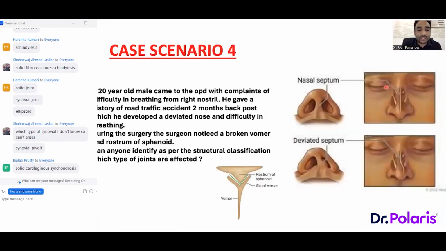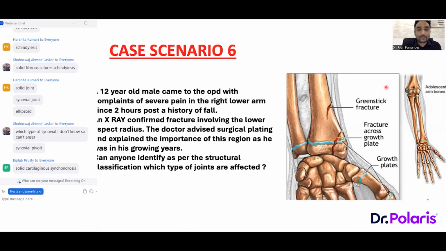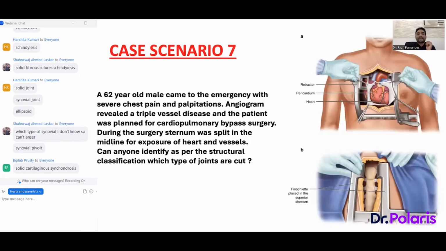So the joint here, you can see the clue is that it's a 12-year-old boy, so growing bone. You can see that the fracture has gone right through that growth plate. So the structural classification here is solid joint. In solid joint, it is not fibrous, it is cartilaginous. In cartilaginous, it is synchondrosis, since it is going through the growth plate. Biplab is right, solid, cartilaginous, synchondrosis. Very good. So next we move on to case scenario 7.